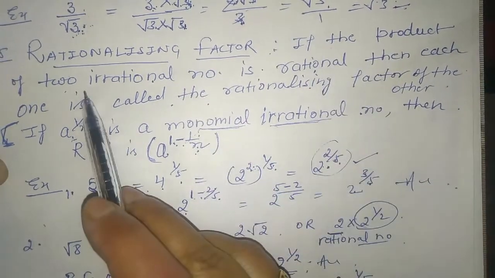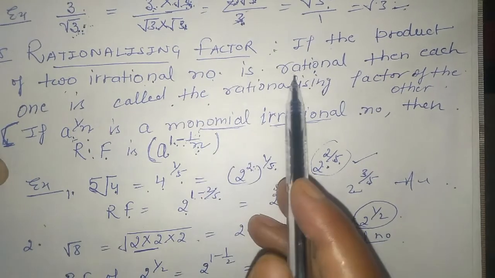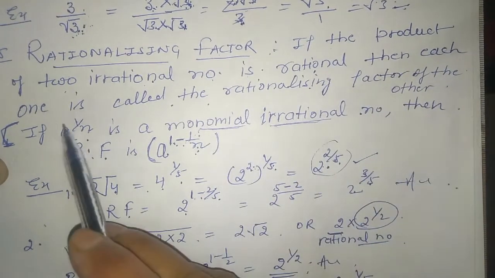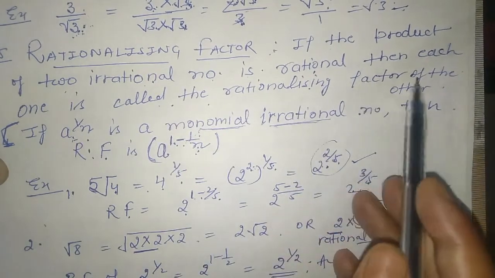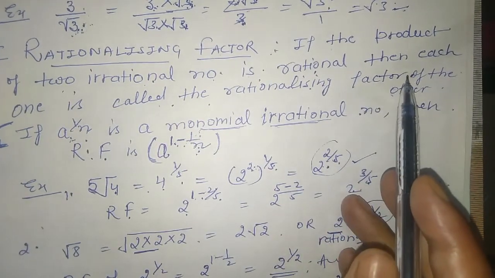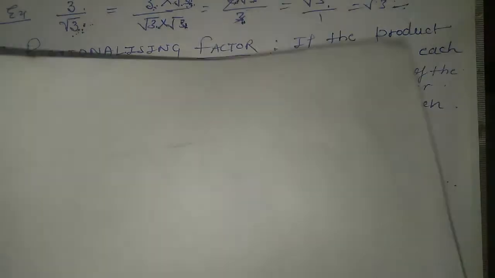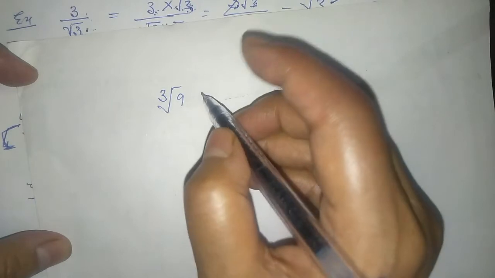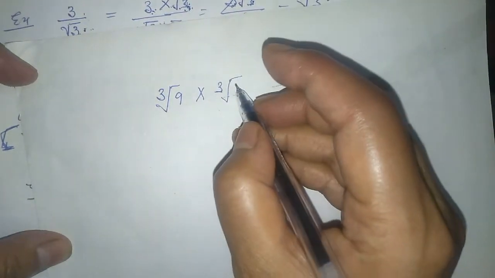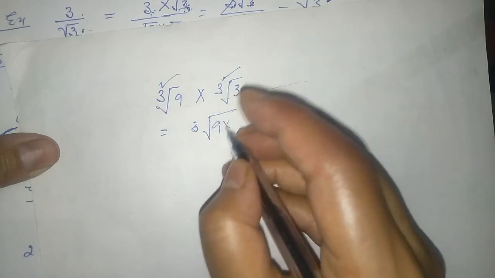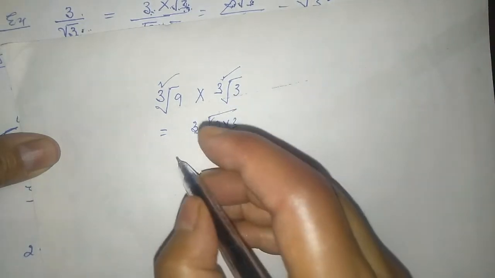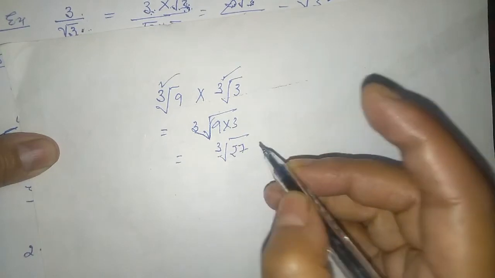If the product of two irrational numbers is rational, then each one is called the rationalizing factor of the other. Let me explain this with an example. Suppose we have the cube root of 9, and we can take the cube root of 3 as well. If we multiply these two, because the same roots are there, we can write them together in a single bracket. So this is the cube root of 27.